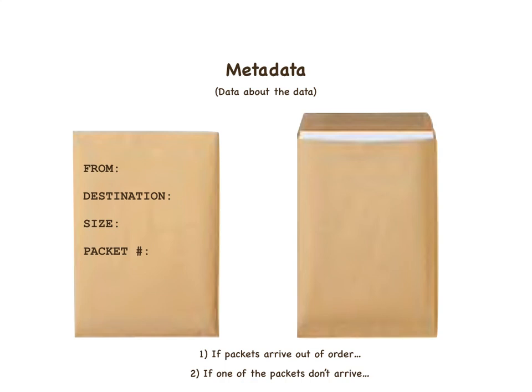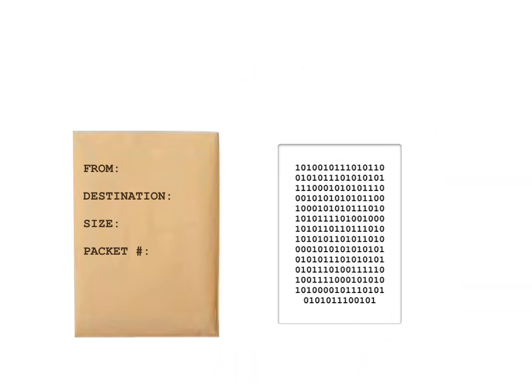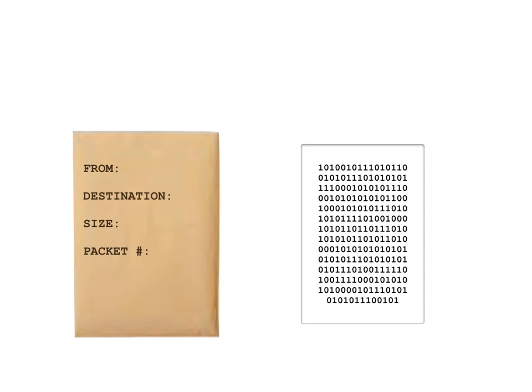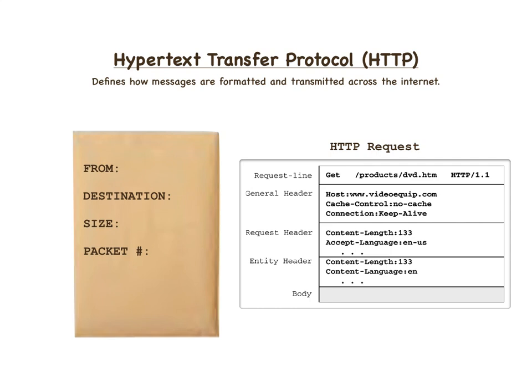So, that all being said, now that we've discussed how individual and multiple packets are expected to be formatted, the last set of rules we need to discuss is the rules governing how the data that's inside the packet must be formatted. And the rules that govern this is called the Hypertext Transfer Protocol, also known as HTTP. It defines how messages are formatted and transmitted across the internet. And here's an example of an HTTP request.